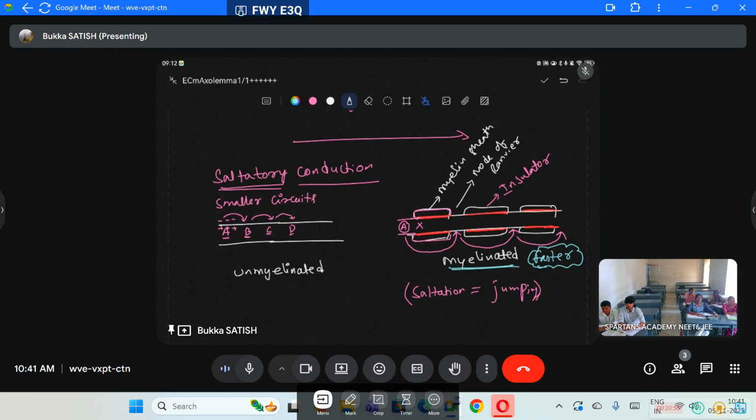Understood? Most of the neurons are myelinated only, so there will be faster conduction. So what is the importance of myelin sheath? It helps in the faster conduction of nerve impulse.